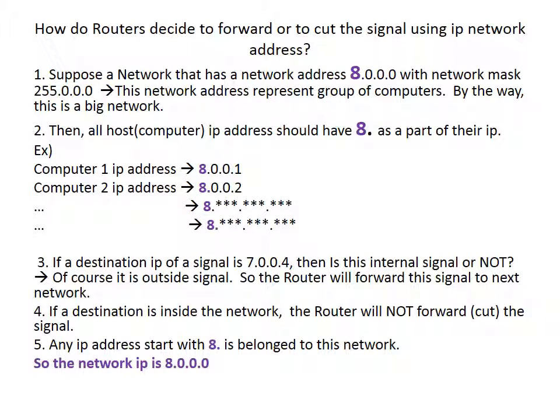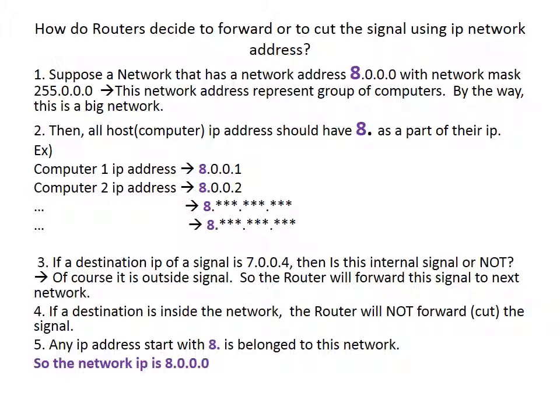Using the network IP address and network mask, you can easily find out if an IP address belongs to a certain network or not. For example, suppose a network that has a network address 8.0.0.0 with net mask 255.0.0.0. First you need to convert the net mask to binary. Then it is 11111111.00000000.00000000.00000000. These ones indicate the common parts among all individual host IP addresses. Then any IP address that starts with 8 belongs to this network.